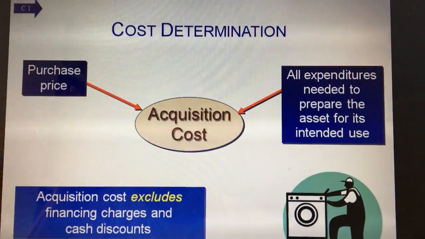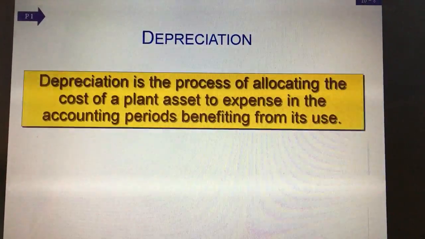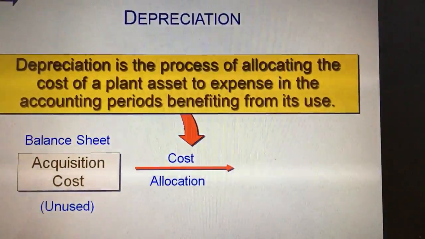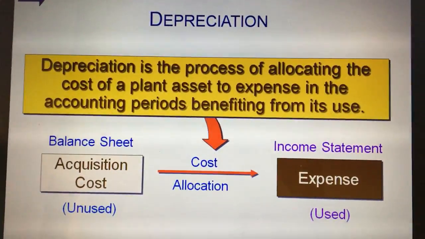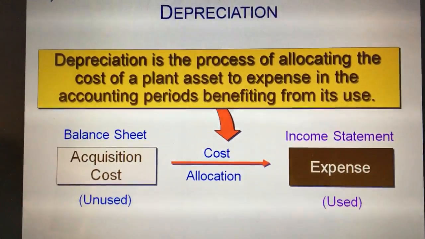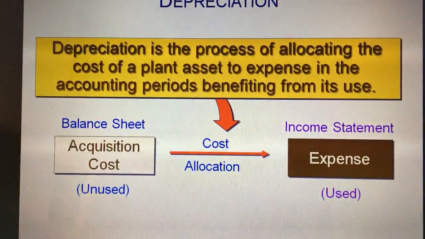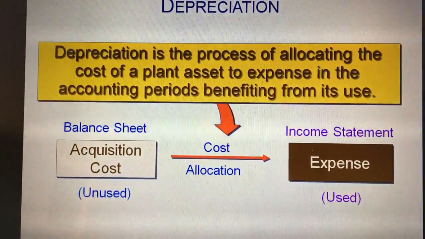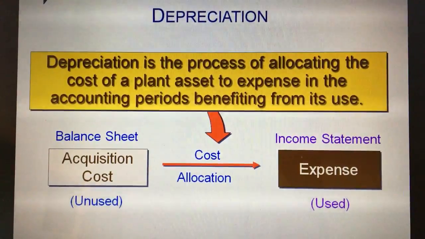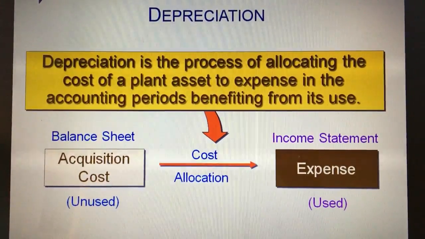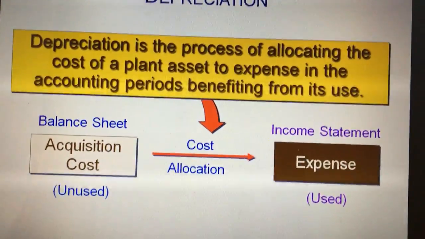Let's go through here. We'll come back to this. Okay, this is the formal definition, and you will see this on the test, so make sure you answer the question according to the definition here. Depreciation is the process of taking the cost, allocating it, of that asset to expense in the accounting periods benefited. Okay? It's taking the cost, and in my words, spreading it out over the useful life of the asset.